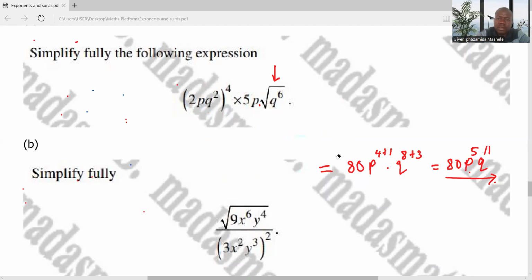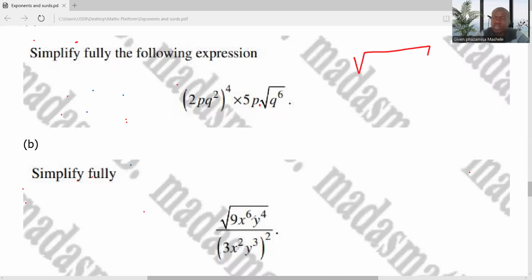The root of 9x to the power of 6, y to the power of 4, divided by 3x to the power of 2, y to the power of 3, everything to the power of 2. So we can do this in two ways, guys. You can even pause the video, try to solve it, then you check the answer.